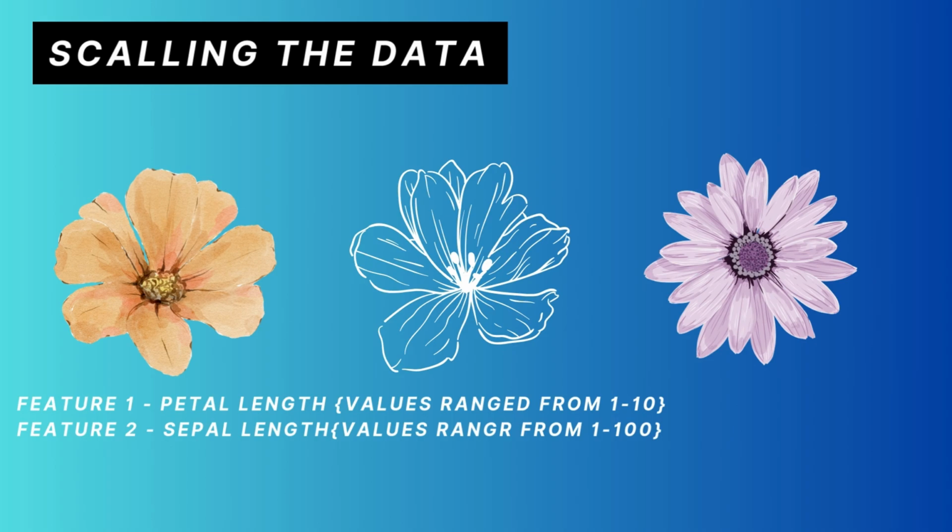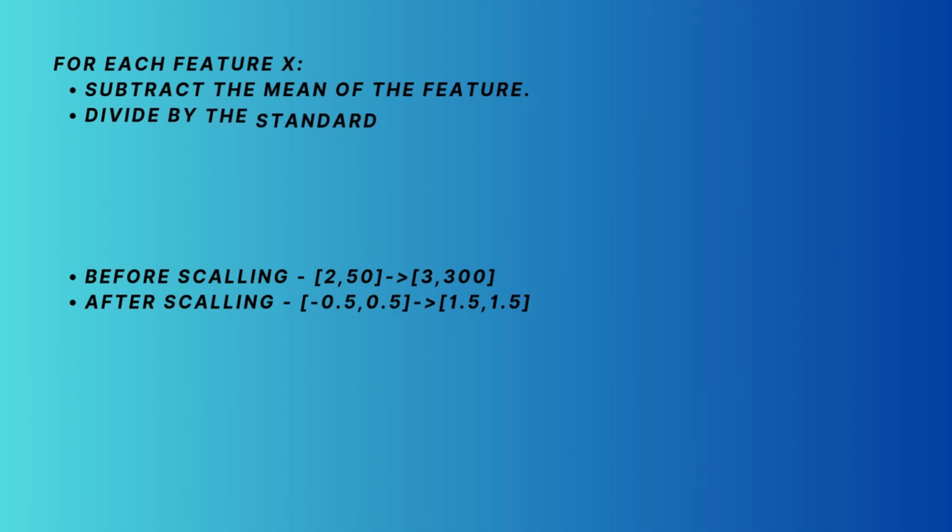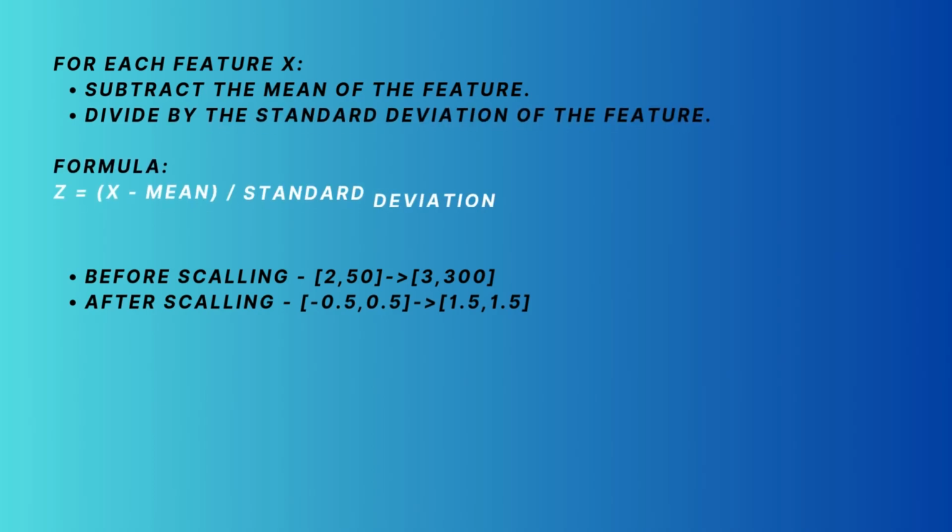Some ML algorithms like PCA, which means principal component analysis, are sensitive to these differences. So we scale all features to the same range. You can see it in this slide, to ensure no feature dominates the others.